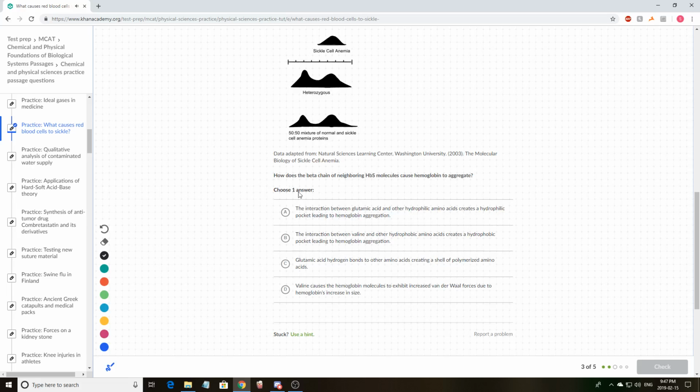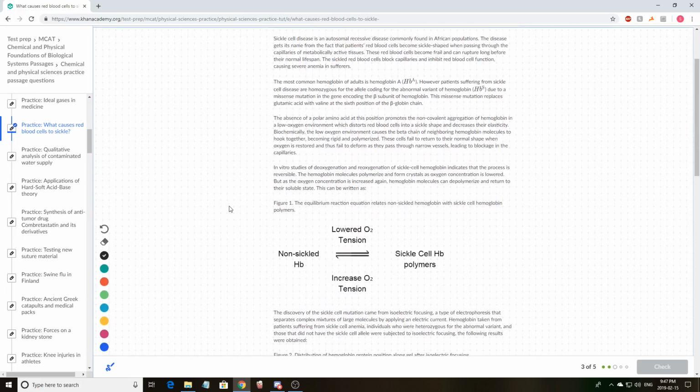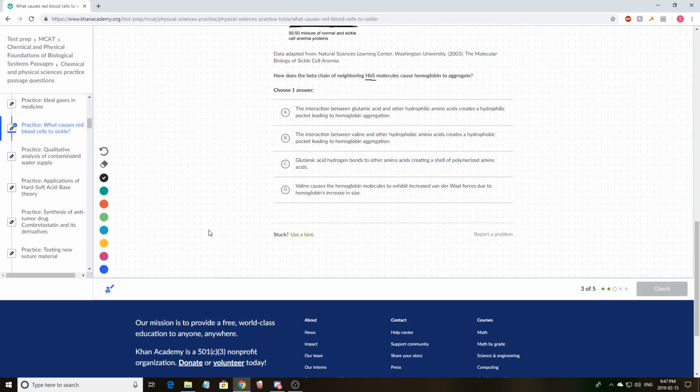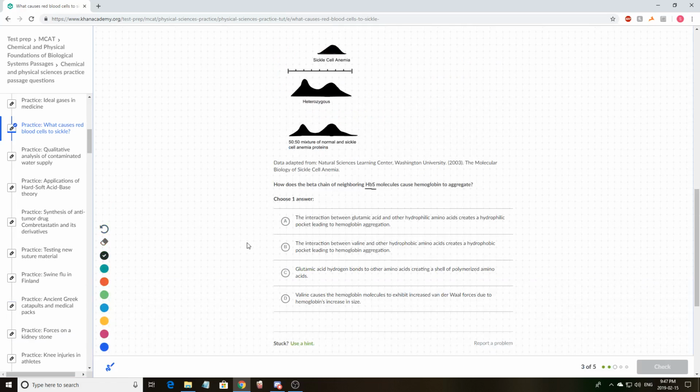This question asks, how does the beta chain of the neighboring HBS molecule cause hemoglobin to aggregate? So remember, HBS is the aberrant form of hemoglobin when the glutamic acid has been replaced with a valine. Well, if a glutamic acid has been replaced with a valine, and we know that valine is nonpolar. Well, things that are nonpolar typically undergo a very specific type of aggregation that you guys should know for your MCAT, which is hydrophobic aggregation.